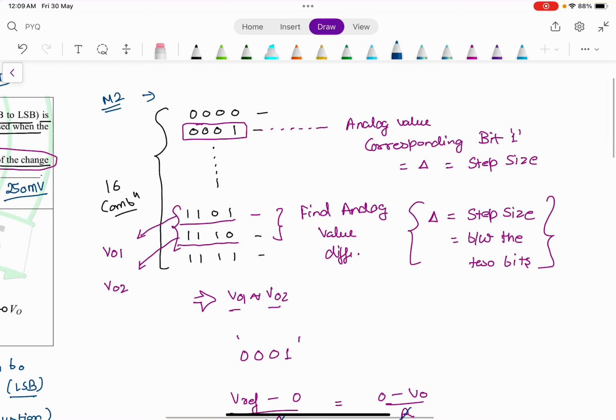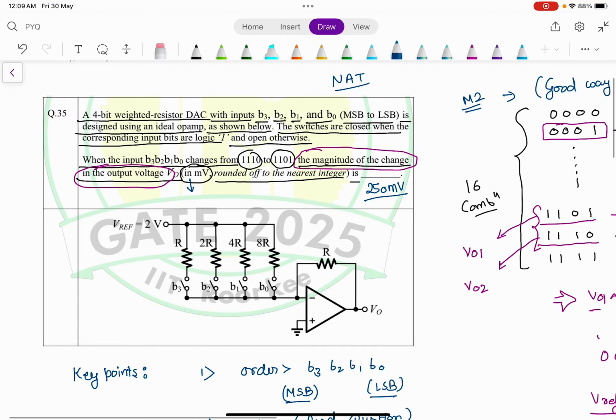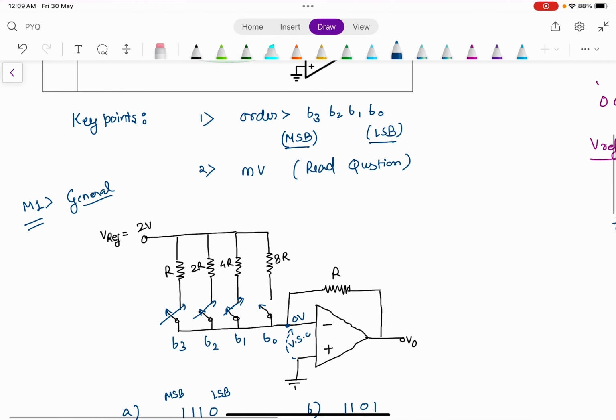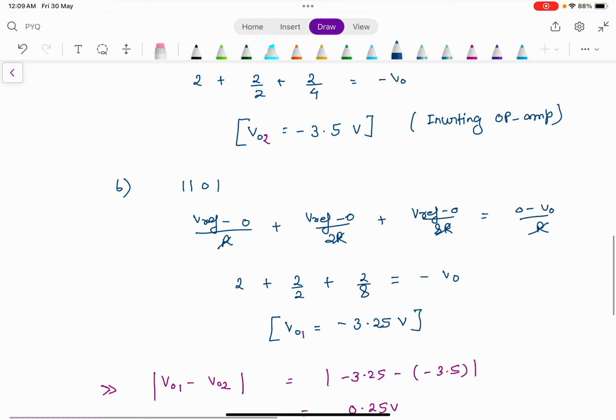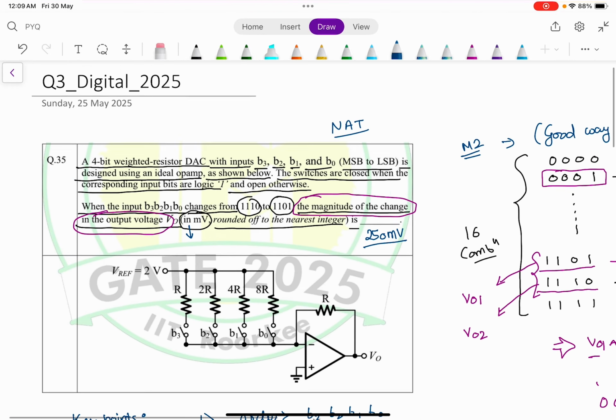The second method is a much better way of solving this, but the first method is the more generalized form. It will take about 30 seconds more, but you will get your answer correct. Thank you.